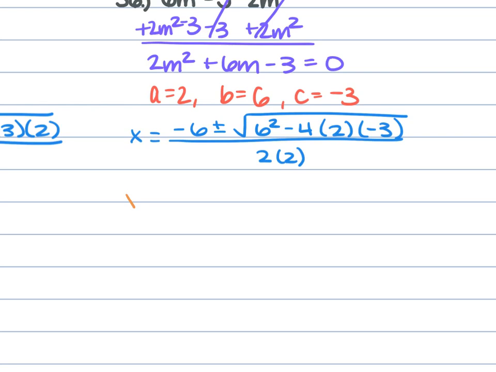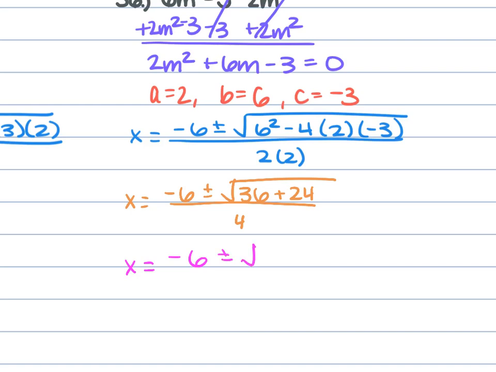So we have x is equal to negative 6 plus or minus the square root of 36. The negative 4 times 2 is negative 8. Negative 8 times negative 3 is a positive 24 all over 4. x is equal to negative 6 plus or minus the square root of 36 plus 24. The 4 and the 6 is 10, carry the 1, that's a 60 all over 4. The 60 is 2 and 30. The 30 is 2 and 15. So it's 2 square root 15.